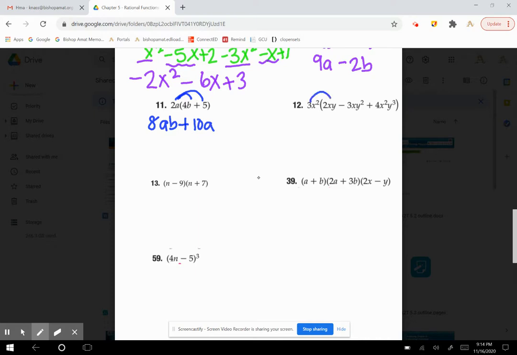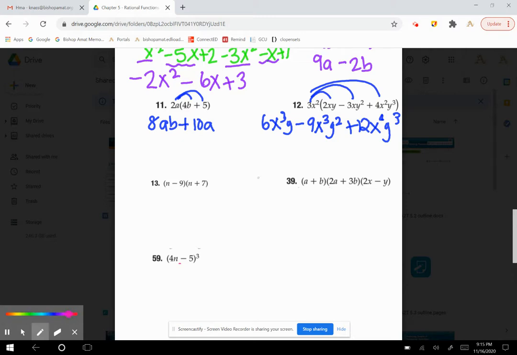Next, this one here, we're going to distribute this whole thing. So 6x cubed y minus 9x cubed y squared plus 12x to the 4th y cubed. That's our answer. Okay. Number 13, this is simple foiling or distributing. It's better to say distribute. Okay, so I know you guys can do that one on your own.